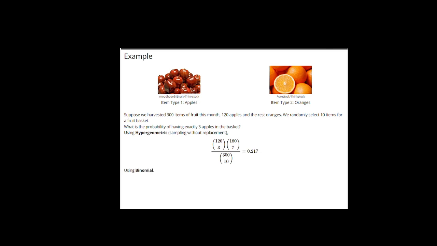And numerically, that turns out to be 0.217. On the other hand, let's imagine that I did replace after each draw and use the binomial as a result. Then we obtain 10 choose 3, 120 over 300 to the power 3, 180 over 300 to the power 7, which is 0.215. So in this case, the population of 300 and the sample of size 10 was such that the binomial approximation to the hypergeometric is quite close.